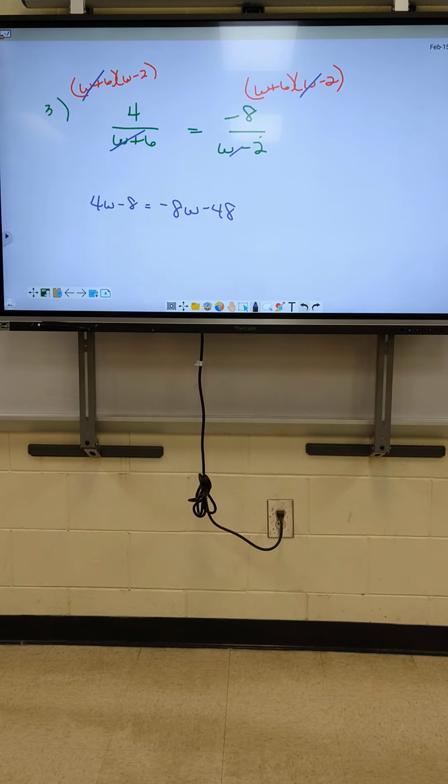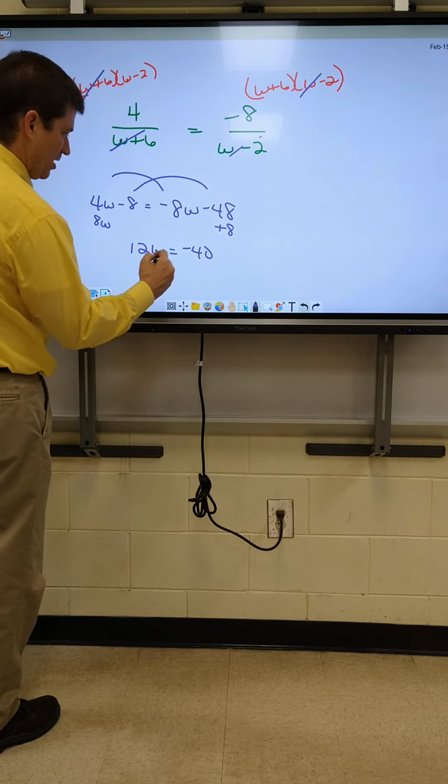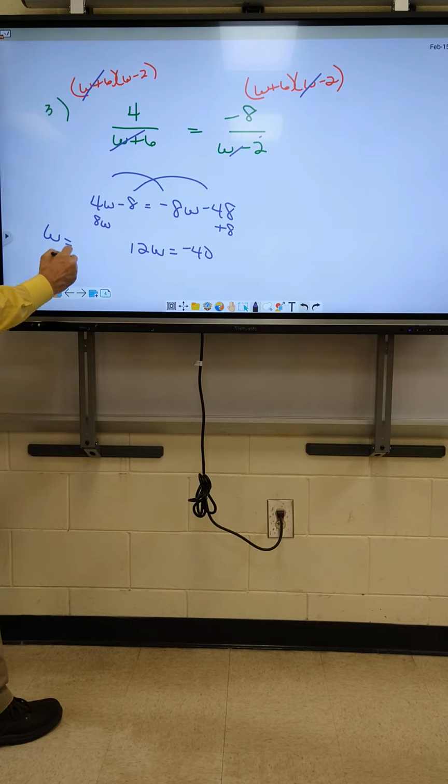Positive or negative? Check and see if you can get negative. All right, well, let's look at it. So if I move negative 8w over here, that's a positive 8w. All right, I got 12w equals negative 40, and when you divide them both by 4, y'all said negative 10 over 3, it'd be negative 10 over 3.